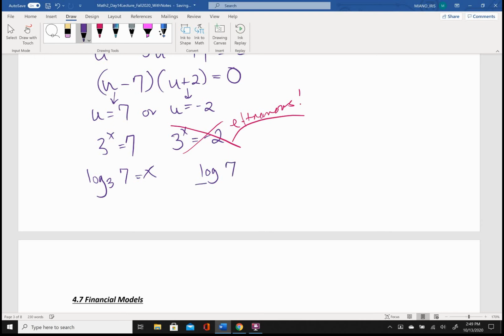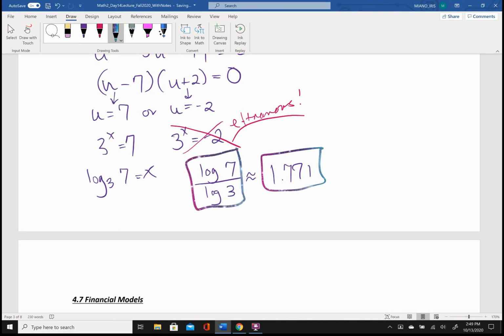I tend to go for the common log for no particular reason. Certainly natural log will work as well. If you type this into your calculator and press go, you'll get approximately 1.771 as your final answer. So that's your decimal approximation to 3 decimal points, and here's your exact answer.